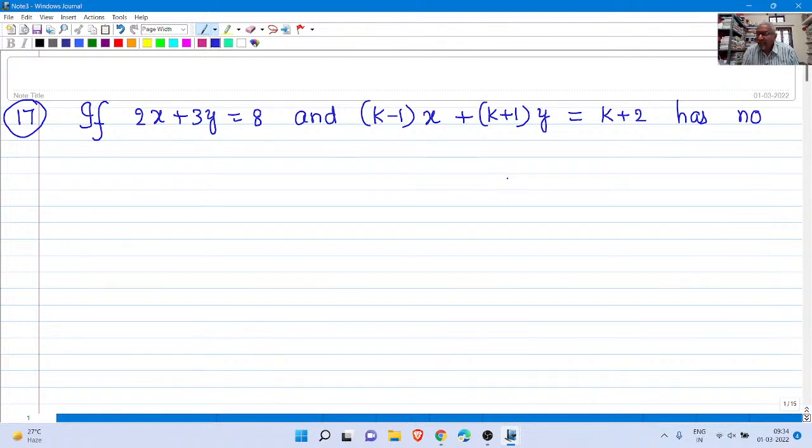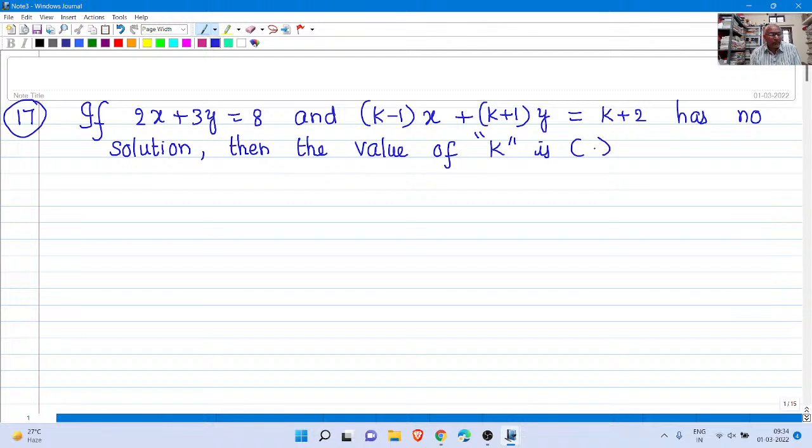Has no solution means geometrically they represent parallel lines. Has no solution, then the value of k is: option A is 5, option B is negative 5, option C is 4, option D is negative 4.